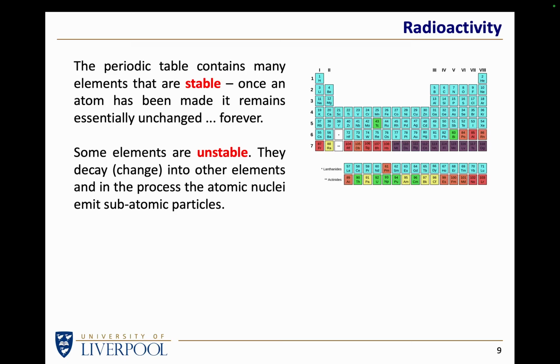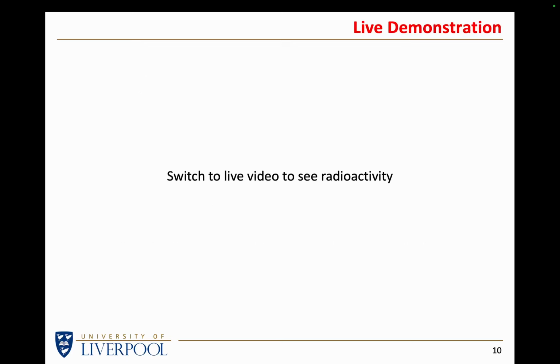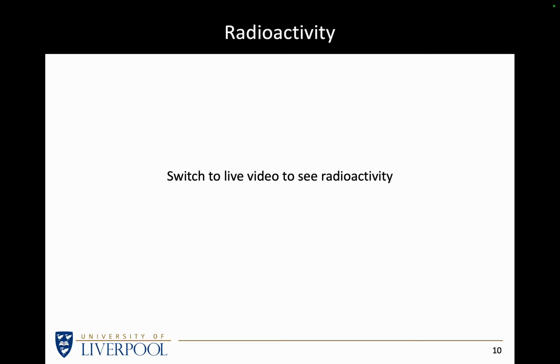Now, decaying doesn't mean starting to go moldy. It means changing from one position in the periodic table to another. And we can visualize that in a number of different ways. Let's take an example. Let's take radioactive uranium. So we're going to switch back to the live demonstration here and look at radioactivity.